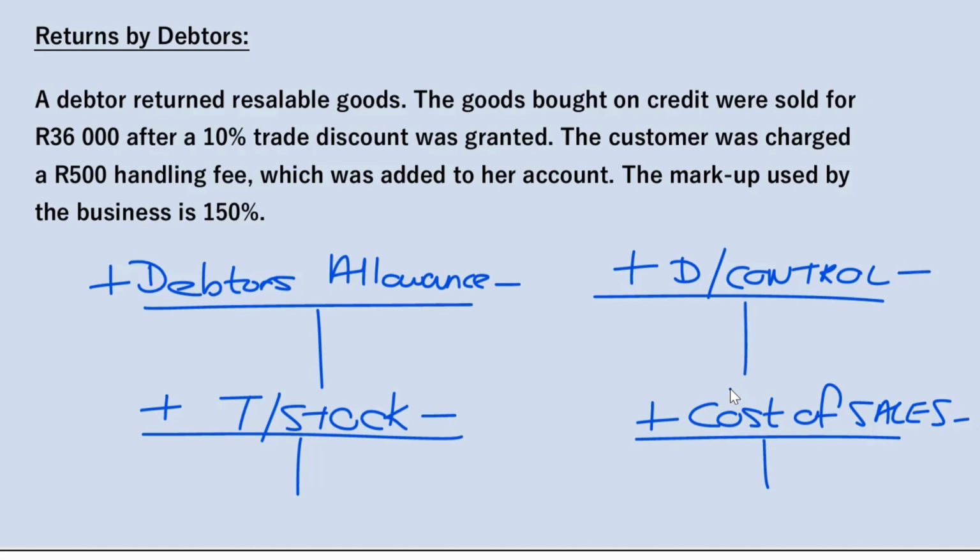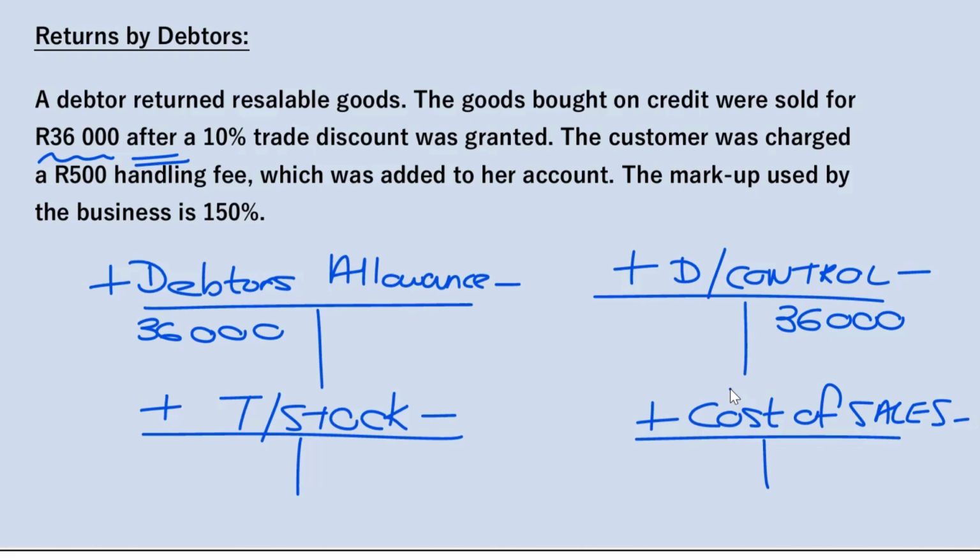Right. Okay. The goods bought on credit were sold for 36,000 Rand after. And that is important, because if it said before or after, it would affect what we do next. Yeah. So this is after a 10% trade discount was granted. So we need to find out what was the original selling price, only when we want to work out the cost of sales. Yes, of course. But the 36,000 Rand is the correct figure to use for debtor's allowance. So we will increase our debtor's allowance with 36,000 Rand, and we will decrease our debtor's control in trade and other receivables by 36,000 Rand.